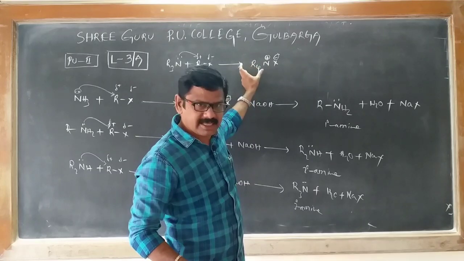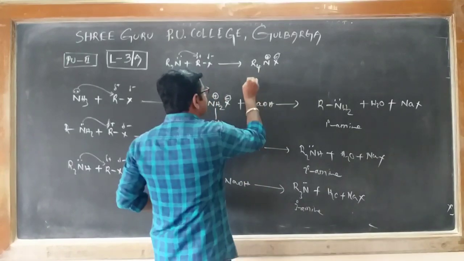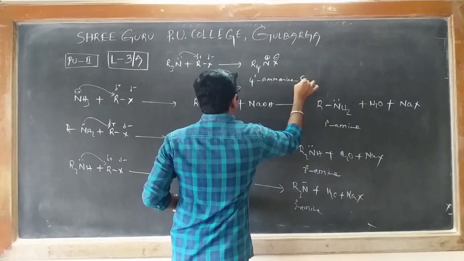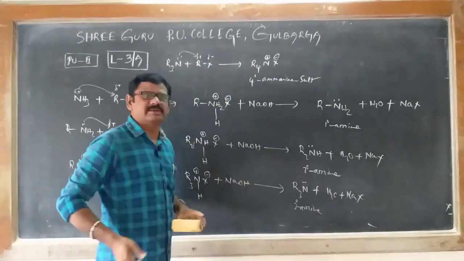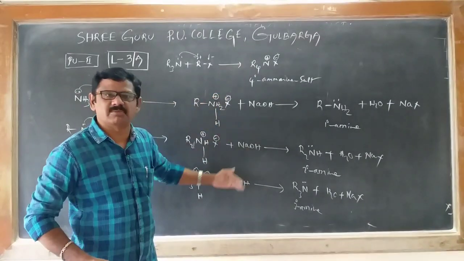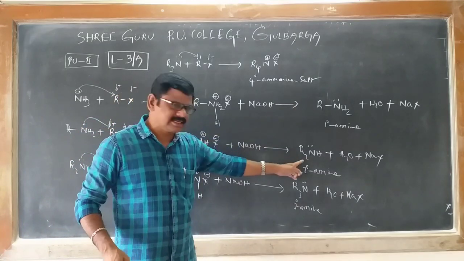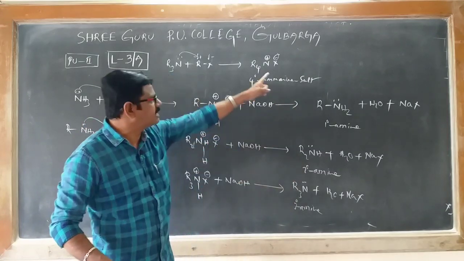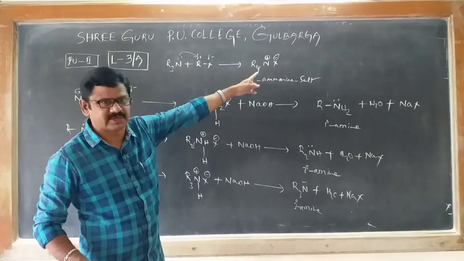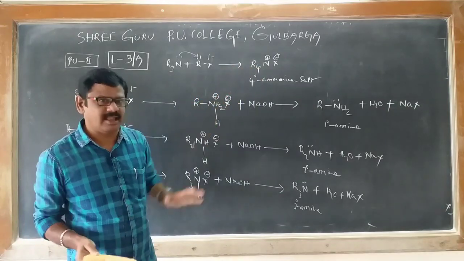At this stage its name is quaternary ammonium salt. At the quaternary ammonium salt the reaction will be stopped. This is called a successive ammonolysis process. In the first stage we are getting a primary amine, in the second stage a secondary amine, next a tertiary amine, and finally we are getting a salt. It is not an amine, remember, it is just a salt only. Quaternary ammonium salt is obtained at last.